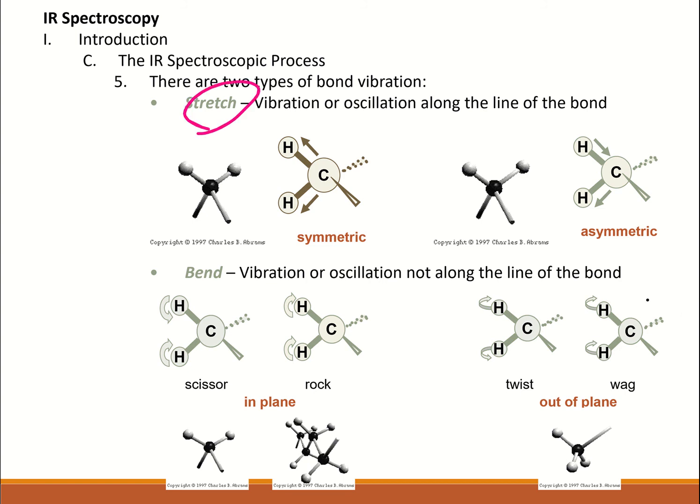This is the vibration or oscillation along the line of the bond. Like this is the bond, it goes there and then here, and it comes back. This is a kind of vibration which is called stretching. Stretching vibration involves a continuous change in the interatomic distance along the axis of the bond between two atoms.